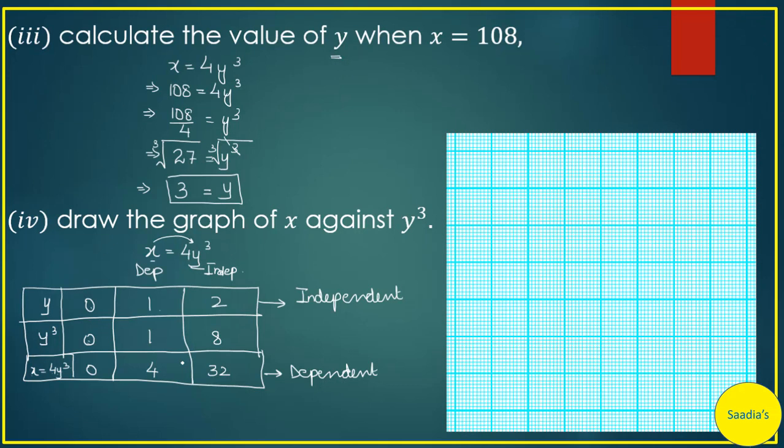ग्राफ बनाते हुए हमेशा इंडिपेंडेंट वेरिएबल x एक्सिस पे आता है और डिपेंडेंट वेरिएबल y एक्सिस पे आता है. Since we see none of the value is negative, so let's draw the axis accordingly. Okay, since हमारे पास यहाँ पे कोई भी वैल्यू नेगेटिव नहीं है तो हमने अपने एक्सिस को इस तरह से ड्रॉ कर लिया है. This is x axis and this is y axis.